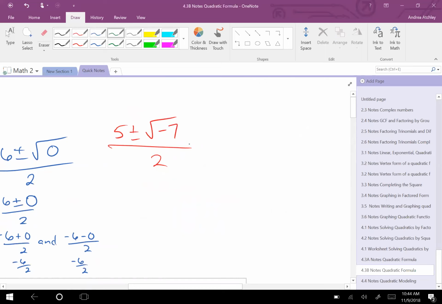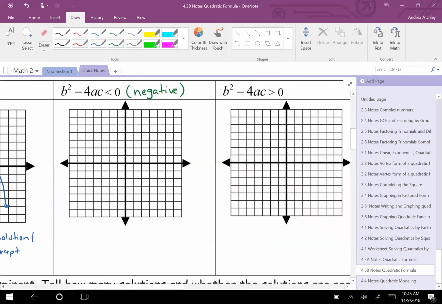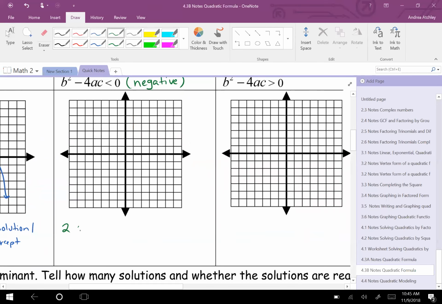If I have a negative inside of the radical, what does that mean? It's imaginary. So it actually would be 5 plus or minus i square root 7 all over 2. What's another word I just taught you for imaginary? Complex. So if inside my radical was a negative, it would have 2 complex solutions.